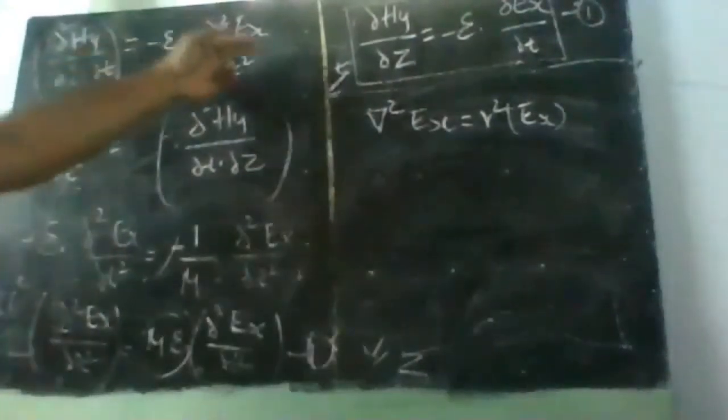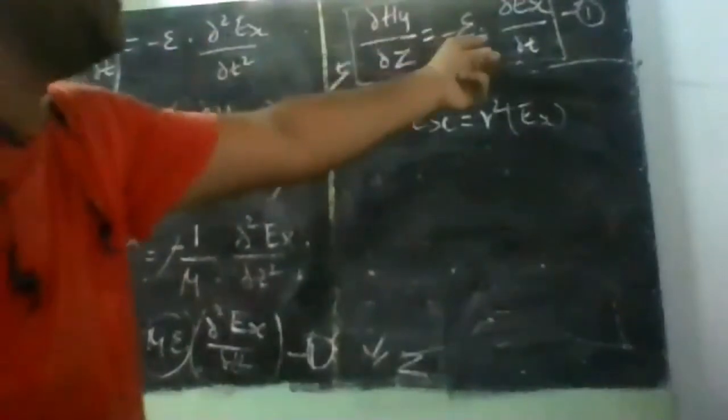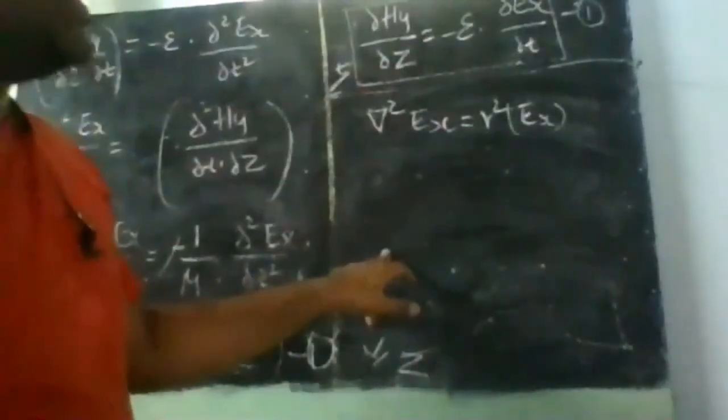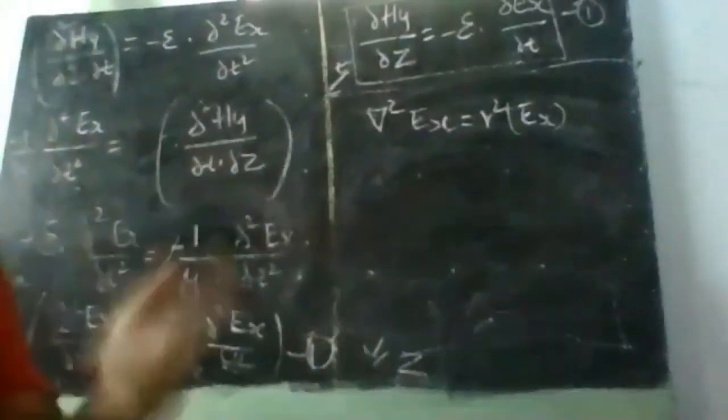Differentiate the first expression with respect to z. Differentiate the second expression with respect to t, the opposite.